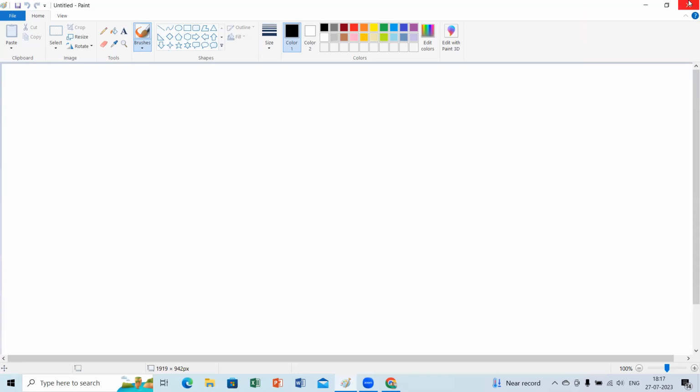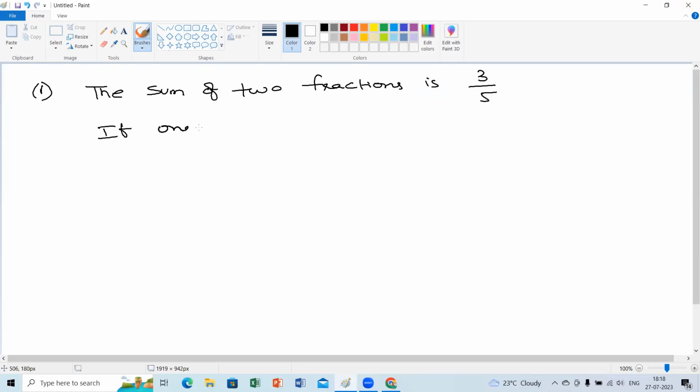The sum of two fractions is 3/5. I'm not giving the question in a direct way, children. The sum of two fractions is like the sum of two numbers. Generally, we know that for numbers, and the same thing is applicable for fractions. For example, 1/5 plus 2/5. The sum of two fractions is 3/5. If one of them is 7/12, find the other fraction. This is a question we already learned in your lower classes, but we were not doing it for fractions.